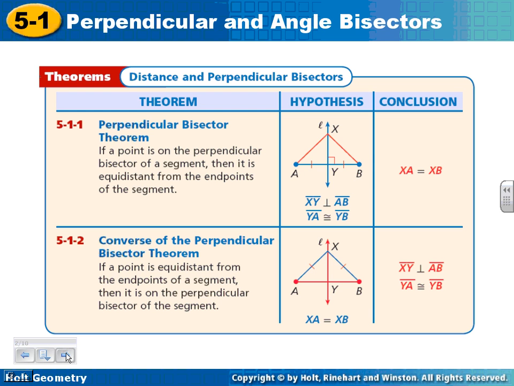On the next slide, here are some theorems for us. The first one, 5.1.1, the perpendicular bisector theorem, reads, if a point is on the perpendicular bisector of a segment, so I'm talking about point X right here, then it is equidistant from the endpoints of the segment. In other words, that is congruent to that.